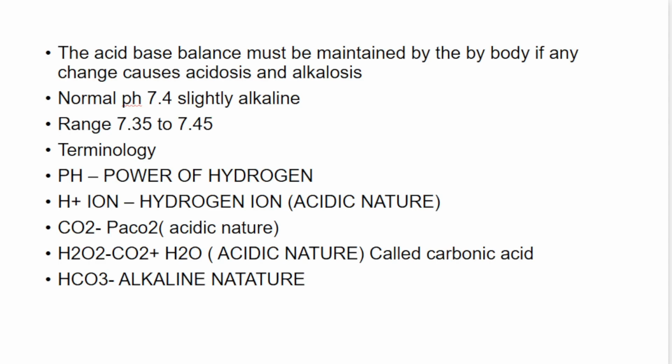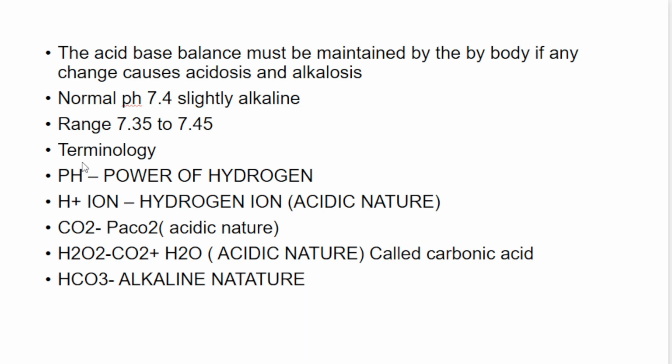Today we will discuss acid-base imbalances, which is a very important topic for our nursing competitive exams. Let us discuss. Acid-base balance must be maintained by the body; any change causes acidosis or alkalosis. So our body must maintain acid-base balance. Normal pH is 7.4, slightly alkaline in nature. Our blood pH is normally 7.4, which is alkaline. The blood pH range is between 7.35 and 7.45.